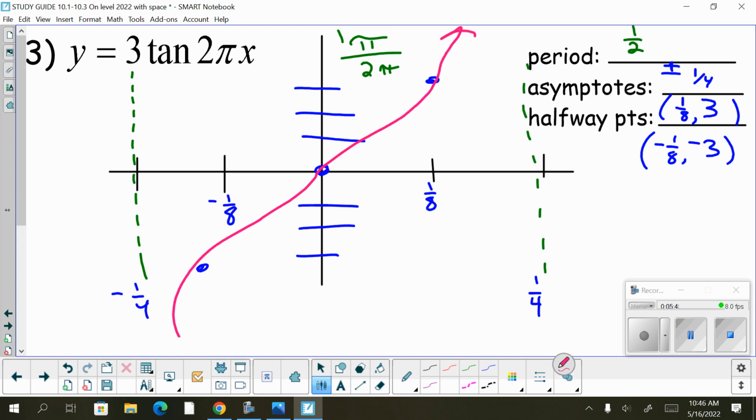You want to make sure your arrows are going to the ceiling and down to the ground and not looking like they're going to cross through the asymptote. So I'm sure you can make a better drawing than I just did. Try your best.